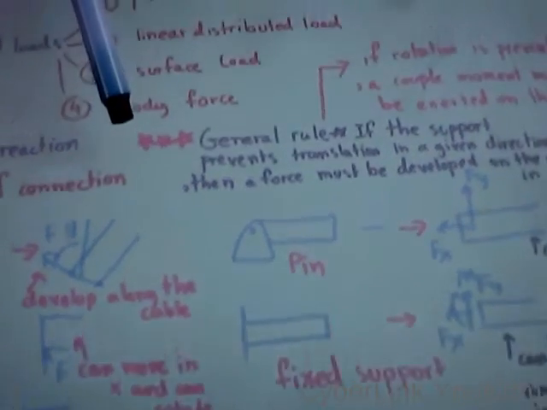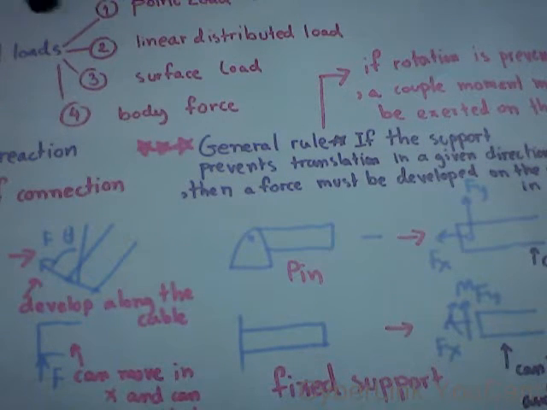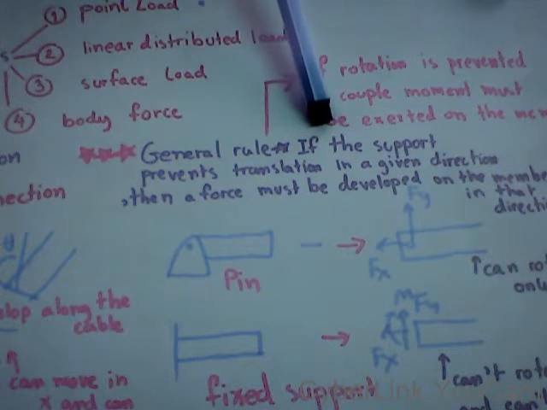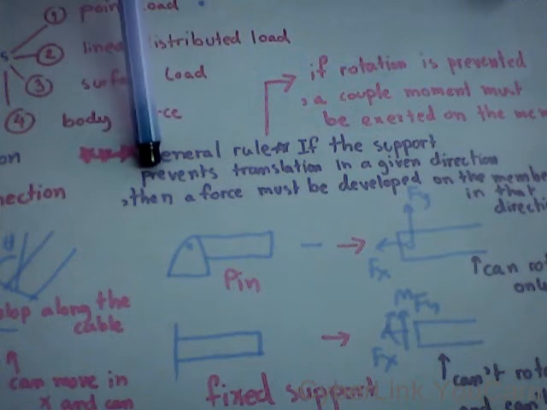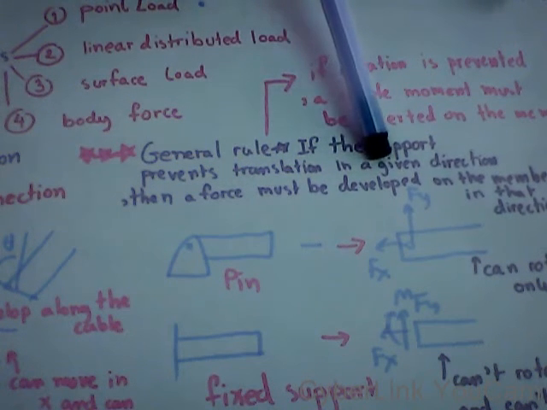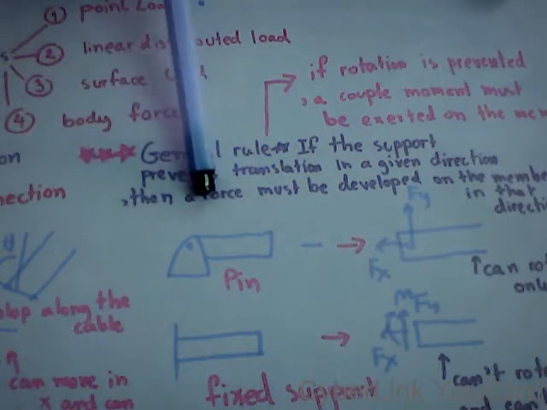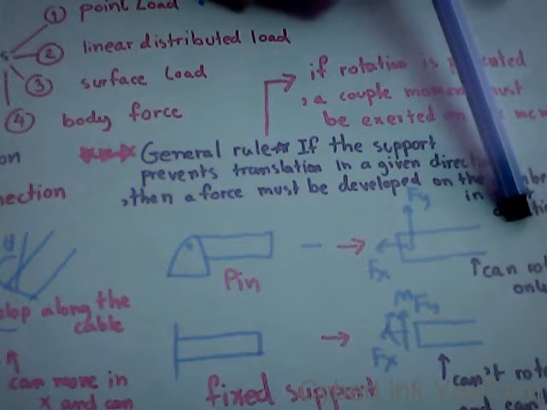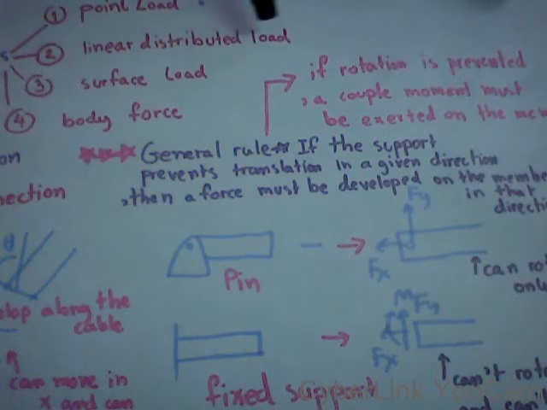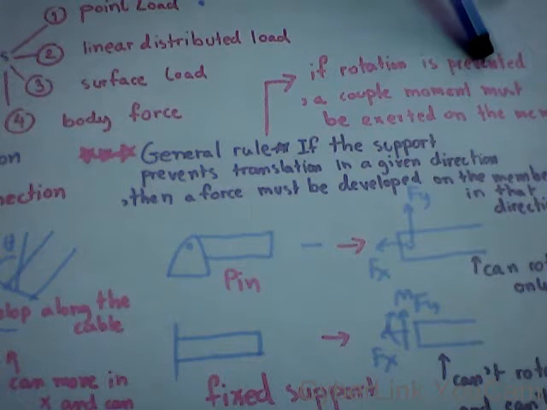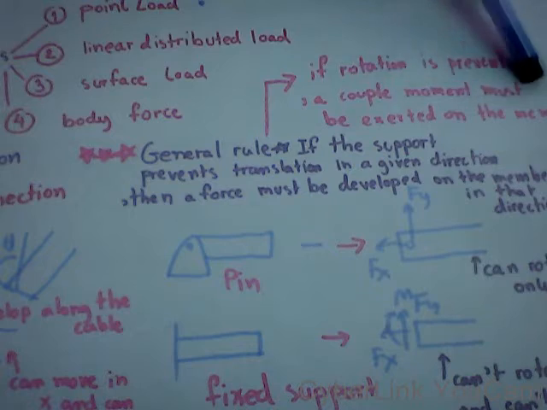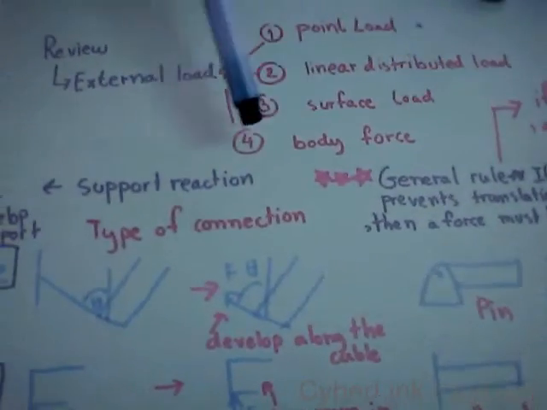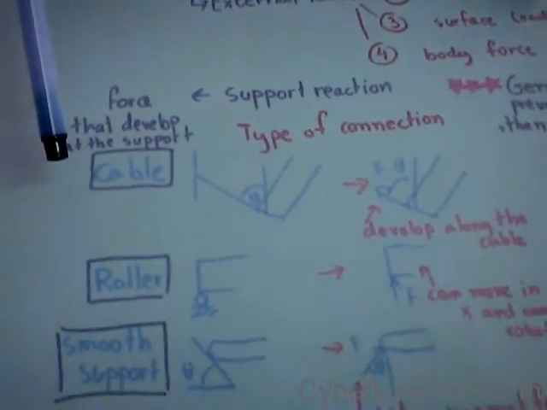Okay, to understand it more clearly, we will consider the general rule. For the general rule, if the support prevents translation in a given direction, then a force must be developed on the member in that direction. Or if rotation is prevented, a couple moment must be exerted on the member. Okay, so let's say it again.